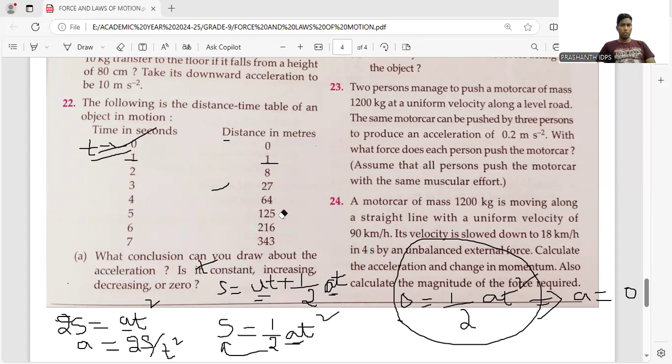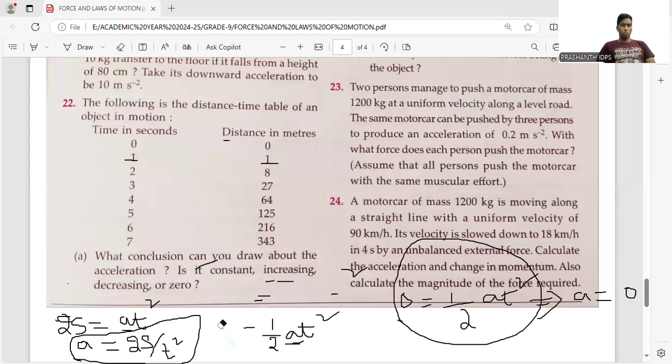So what is the formula for this question? a is equal to 2s divided by t square. From where did we get this formula? We got it from the second equation of motion, that is s is equal to ut plus half at square. From this formula we derived the acceleration formula, a is equal to 2s by t square. Now this same formula I am going to use to solve this question.